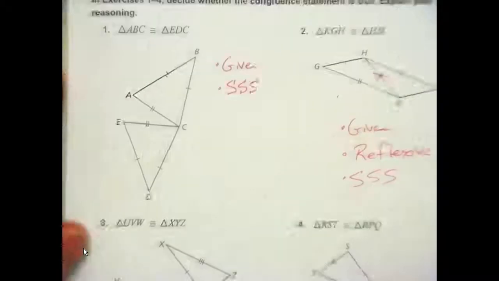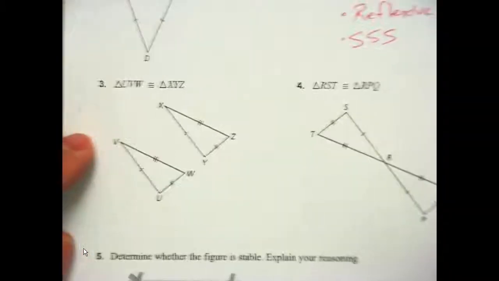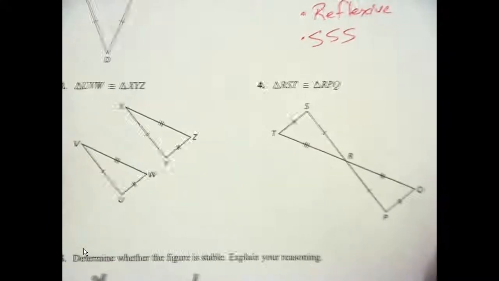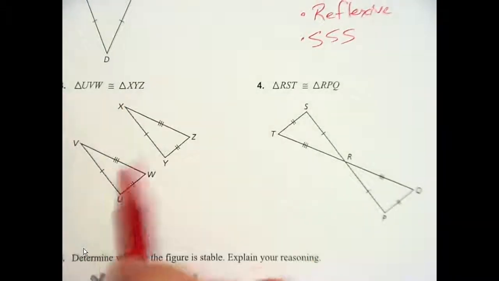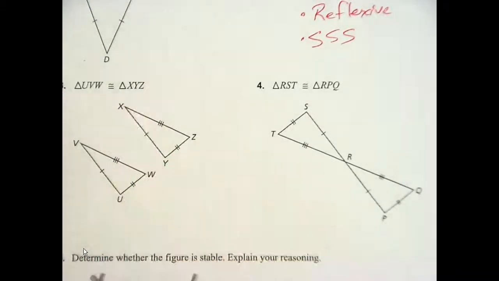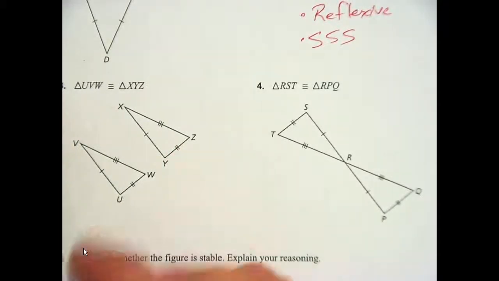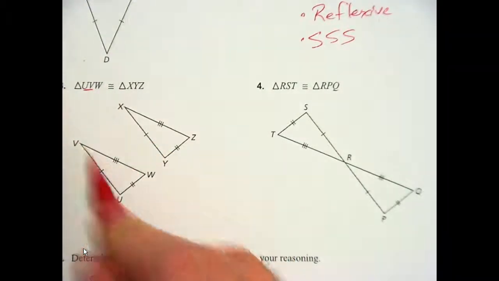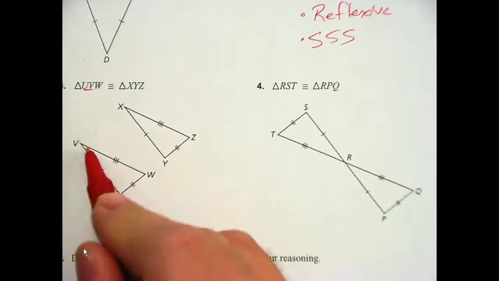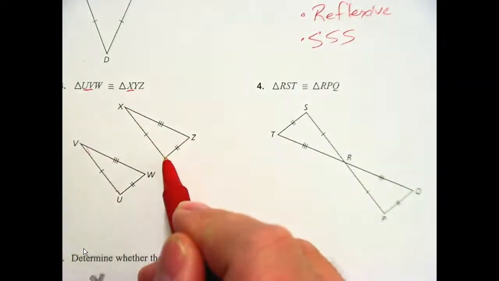Okay, the next two. How many are already done with those? A bunch of you had already started them. Okay, let's talk about them. So UVW and XYZ. Let me say yes. Let me say no. This one is, well, let's see, U to V, okay, and X to Y. What's wrong there?